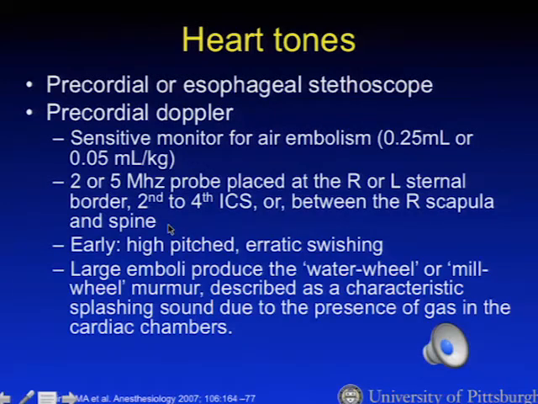It requires a low-frequency probe at the sternal border, probably over the right sternal border in the case of monitoring for VAE, between the second to fourth intercostal space, or posteriorly between the scapula and the spine. The early signs of air embolism are variously described as a high-pitched erratic swishing, progressing later on to the mill wheel or water wheel murmur, which is described as a splashing sound.